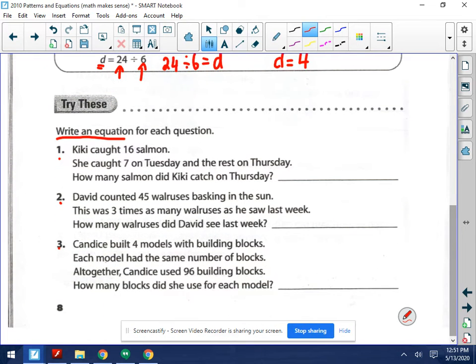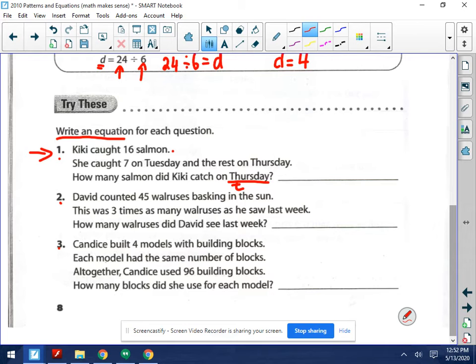So Kiki caught 16 salmon, number 1 here. So she caught 16 salmon. She caught 7 on Tuesday and the rest on Thursday. How many did she catch on Thursday? This is what we don't know. This is what we're going to use. Our variable will have to represent Thursday. Okay, let's write an equation for that.